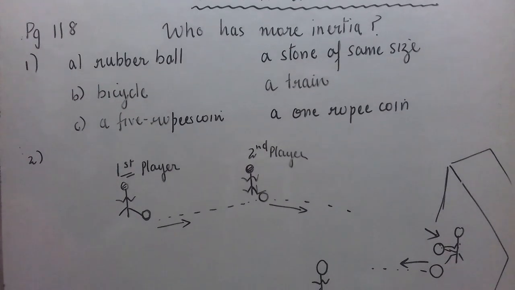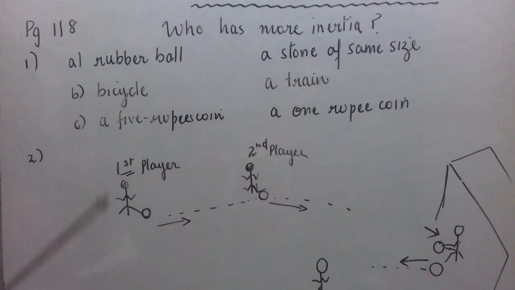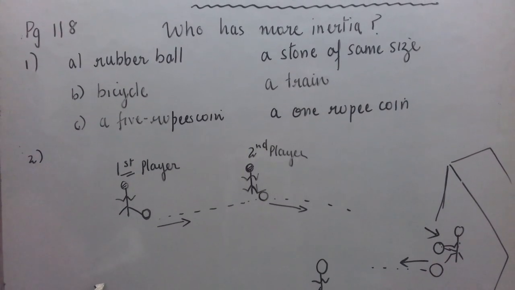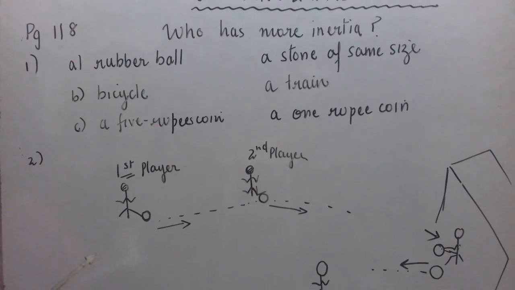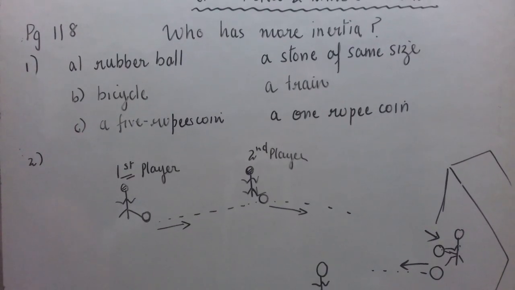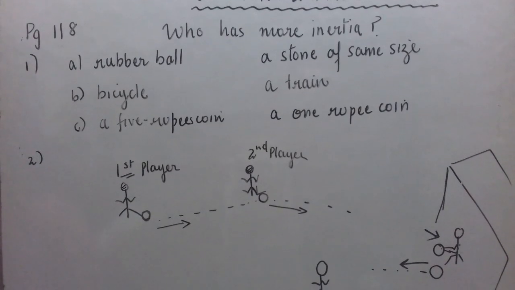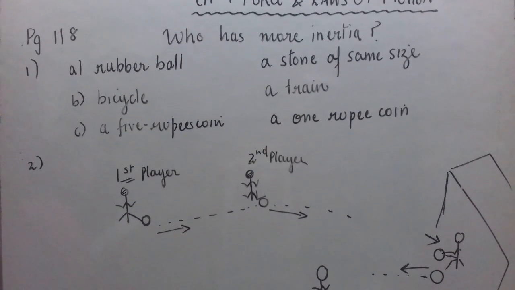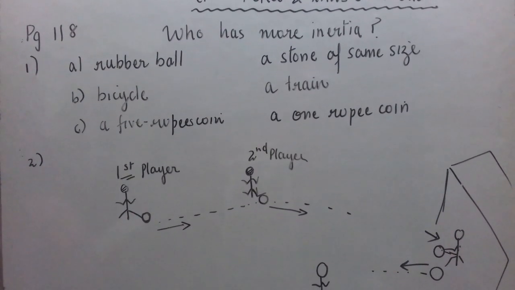Now let us read the second question. I am reading the question, no need to look at this, just listen to me. This I have drawn just for your simple understanding. In the following example, try to identify the number of times the velocity of the ball changes. Now I'll read the example.